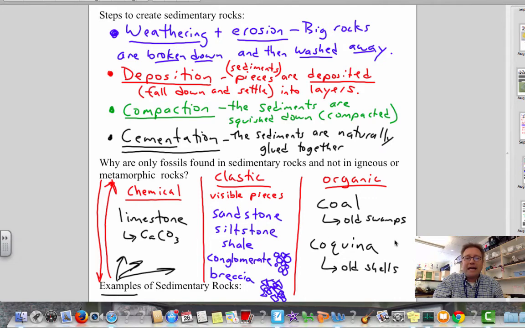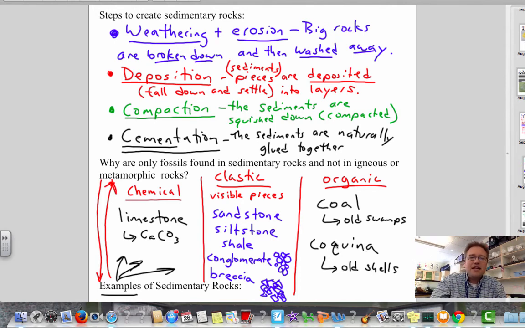Another type is organic. Organic sedimentary rocks come from organic things. Coal comes from the old swamps from hundreds of millions of years ago that have been squished together, and you create a very carbon-rich type of rock called coal that we can use to burn and release energy. Also, another example that we saw in class, coquina, made of old shells. It's a really cool looking rock. Kind of looks like a Rice Krispie treat of a rock. Coquina is made from the old shells of old sea organisms that all got pushed together, compacted, cemented, and created into a rock.